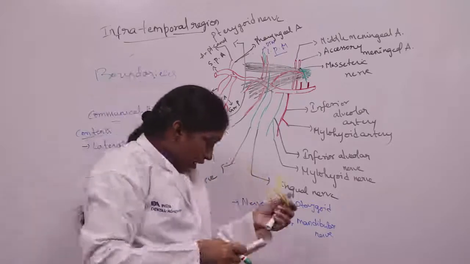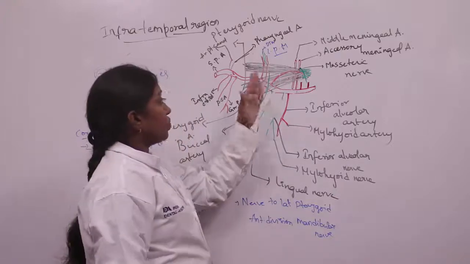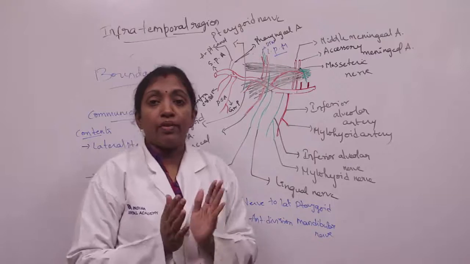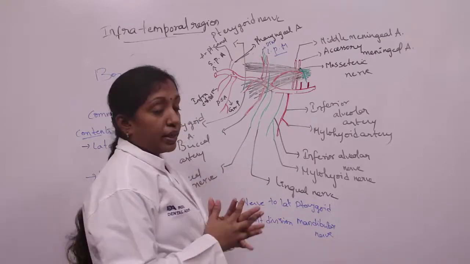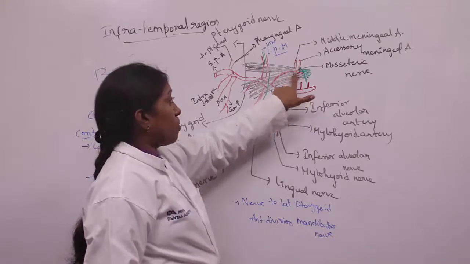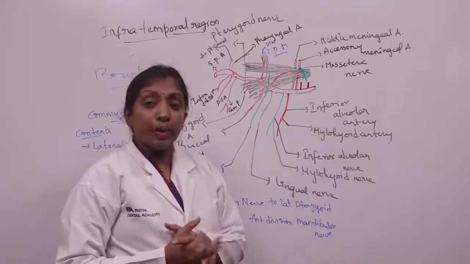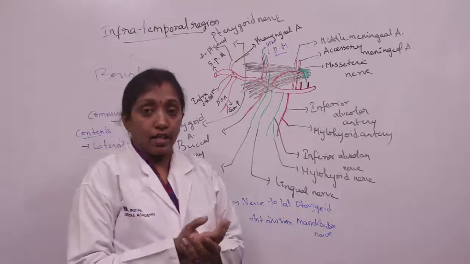And coming to the deep relations, we have the mandibular nerve and its branches. Mandibular nerve emerges from the foramen ovale, and also the chorda tympani nerve, which is a branch of the facial nerve, and the middle meningeal artery, which also form the deep relations of the lateral pterygoid muscle, and also the sphenomandibular ligament, which extends from the spine of the sphenoid to the mandible inner surface.